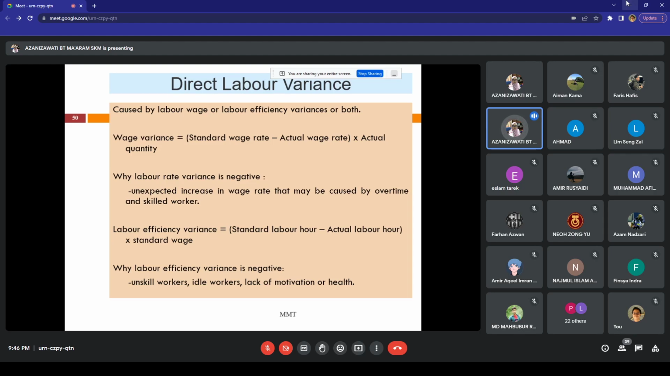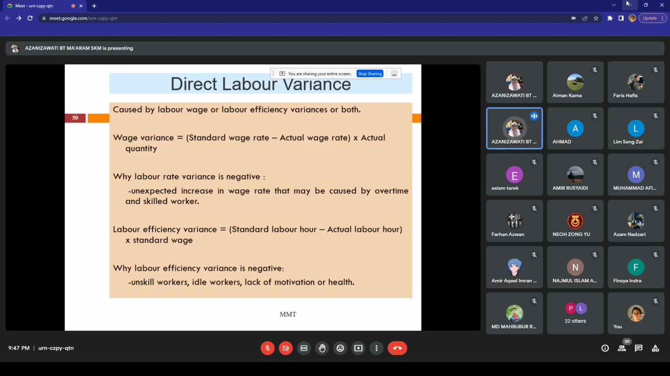And why is labor rate variance negative? Because of an unexpected increase in wage rate that may be caused by overtime and skilled workers. And labor efficiency variance is the standard labor hours minus the actual labor hours, multiplied by the standard wage. So why is labor efficiency variance negative? Because of unskilled workers, idle workers, lack of motivation or health. If you can relate during the pandemic as well, okay.